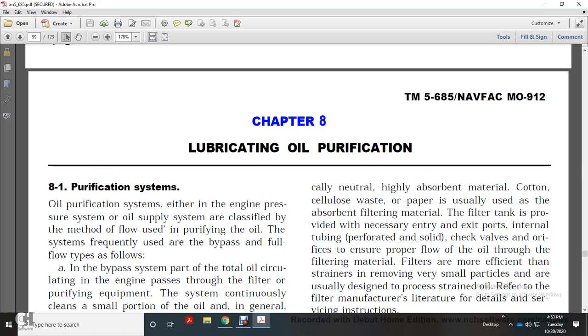Alright, TM5685, Navy Pack M0912. Chapter 8, Lubricating Oil Purification.